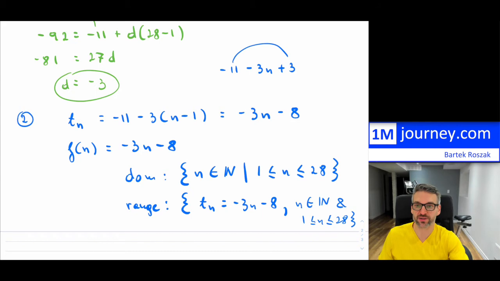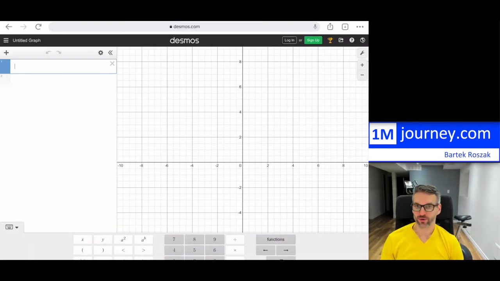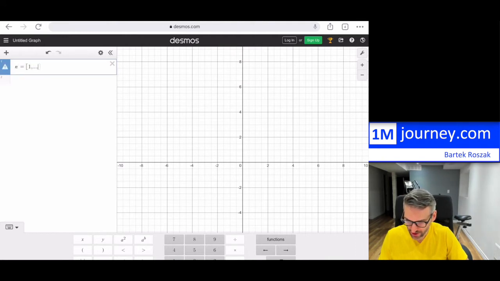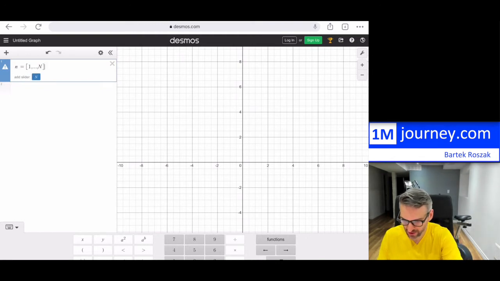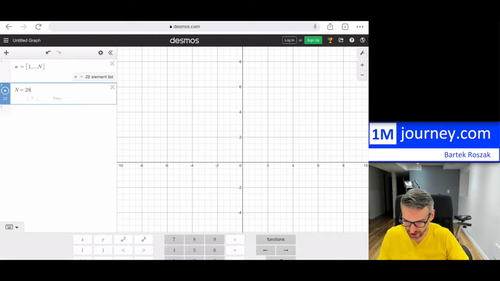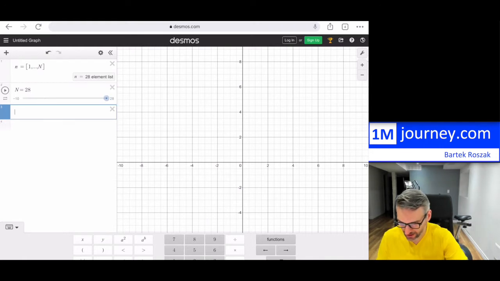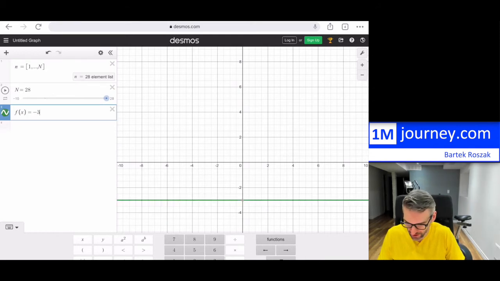Okay, so now let me graph it. I'll pop up Desmos. All right, so in Desmos, just for plotting sequences, the way that you will define this is a range for n like this. N we're setting to 28 because we want 28 elements. You have to define this function first, so negative 3x minus 8. I think that's what it was.